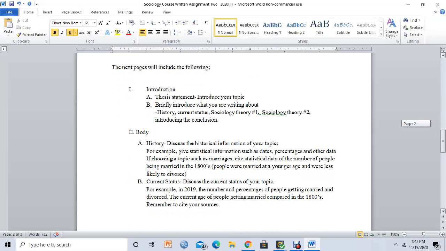So, just going based on this outline format, everybody has different writing styles. I'm just bringing it to your attention. For the introduction piece, some people start out with a thesis statement, which is a sentence or two that briefly introduces what your topic is about. And then the remaining part of the introduction, different from doing an abstract, you briefly introduce what you're writing about. So you're going to briefly mention the history, current status, the two sociological theories, and also a part of your conclusion. So everybody has different formats.